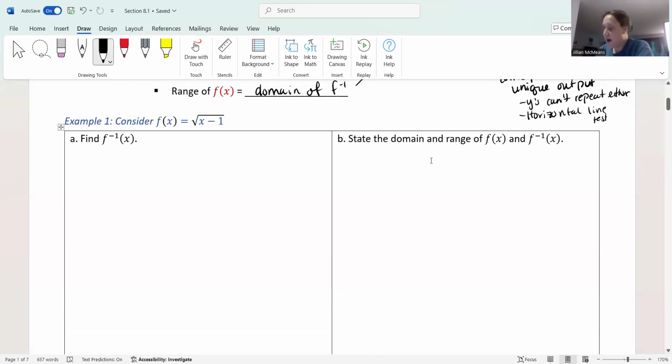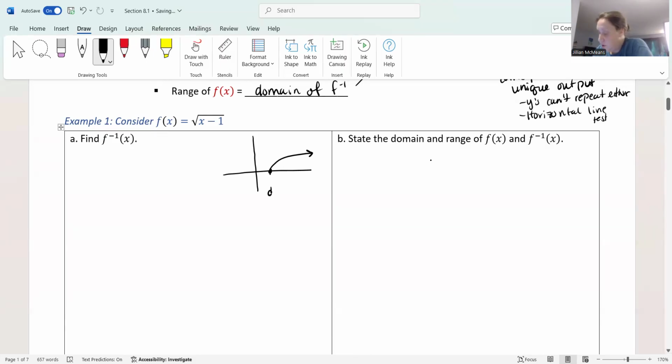First, off to the side, I am going to show you kind of what this looks like. So if I were to graph f of x equals the square root of x minus 1, that is essentially the graph of the square root of x shifted to the right one. Okay? So it looks kind of like that. So that's great. We can look at the domain and range of this.